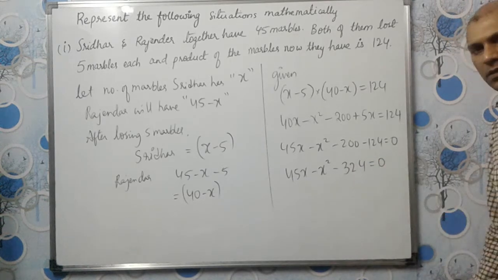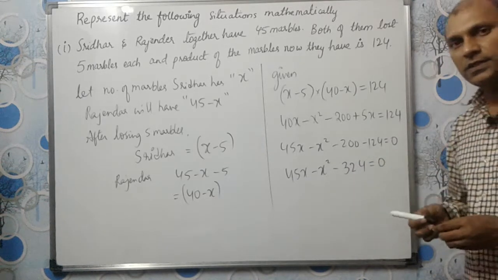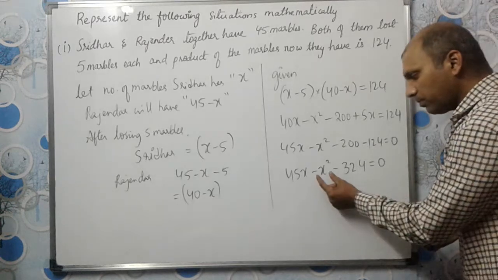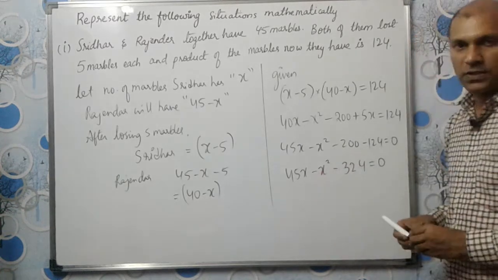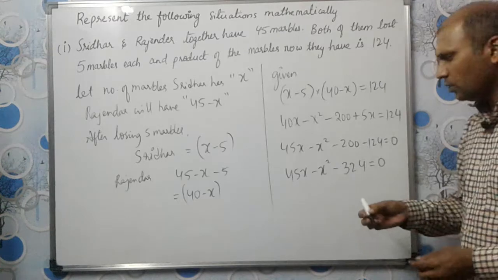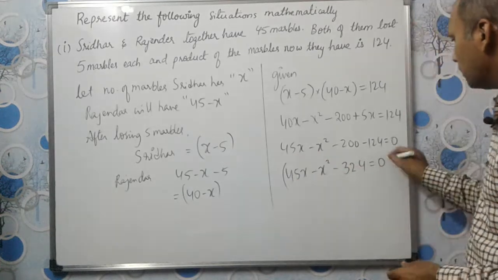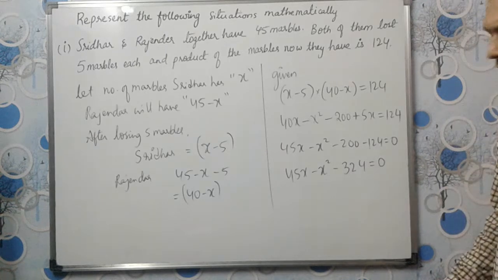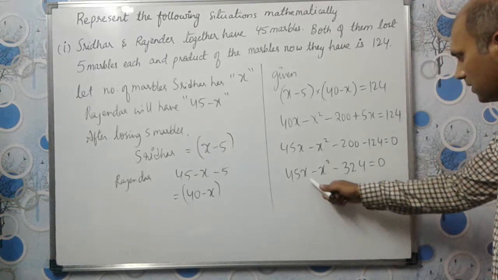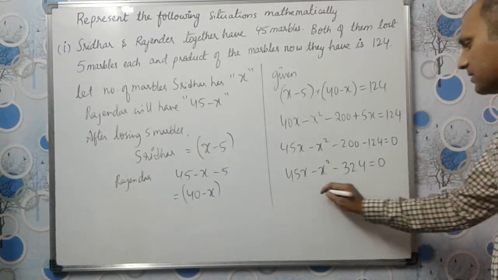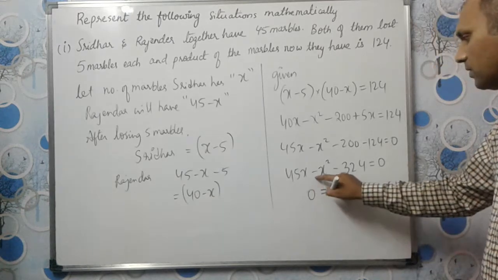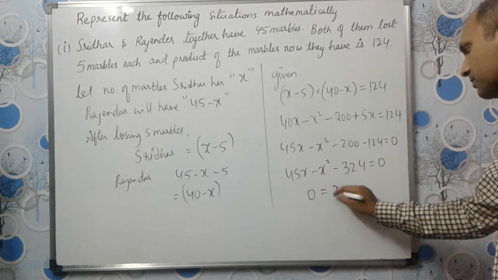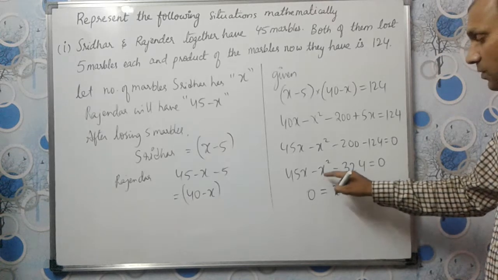See, this is a quadratic equation, and generally we write the coefficient of x square as positive, but here it is negative. So do one thing, multiply both sides by minus 1, or if that is confusing, send these three terms to the other side. So here you will have 0, and we send minus x square to the other side, and it becomes plus x square.